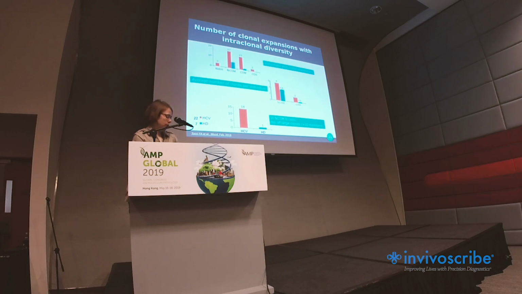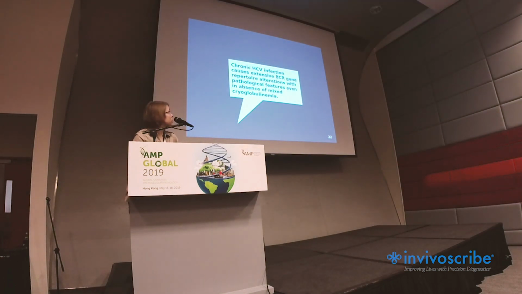So to sum it up, chronic HCV infection causes extensive BCR gene repertoire alterations with pathological features even in the absence of mixed cryoglobulinemia. And many large B cell clones are consistently found mainly among IgM positive memory B cells, showing a massive influence of HCV on this compartment.